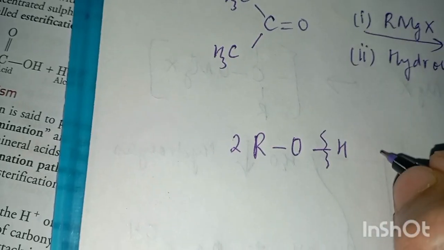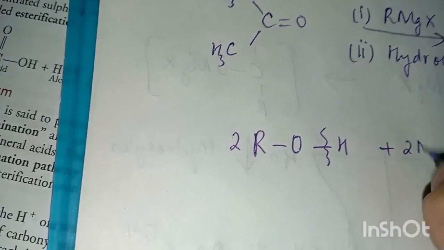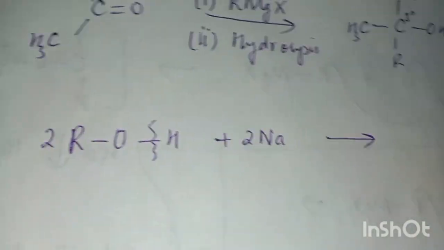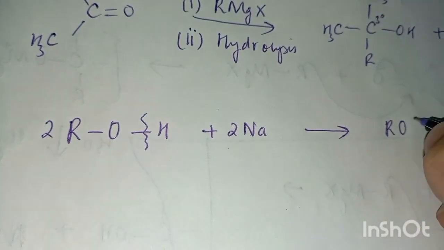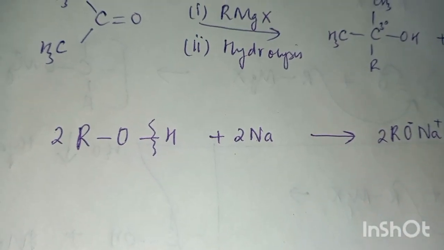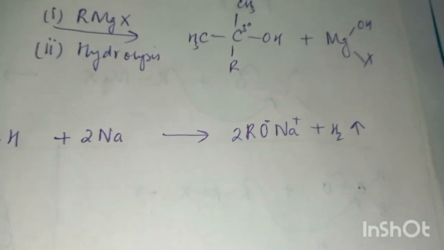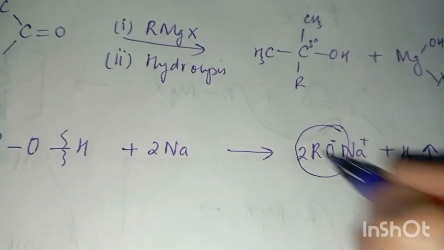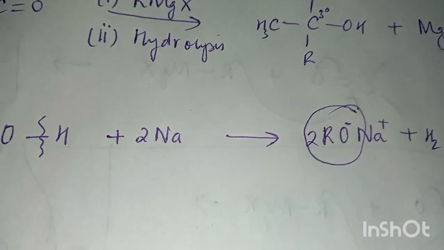So this bond cleavage will take place. This bond will get cleaved. The OH bond will get cleaved on addition of any metal. Any metal means sodium or potassium metal. So what is being formed here? RO minus Na plus and H2. Hydrogen gas will be liberated. So the alkoxide ion is being formed. RO minus is the alkoxide ion.